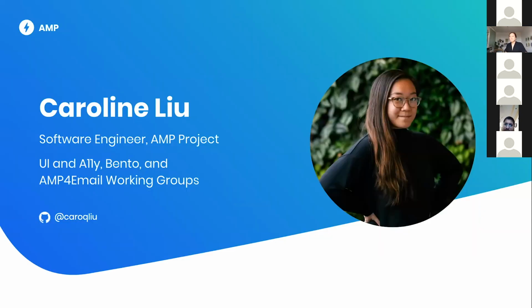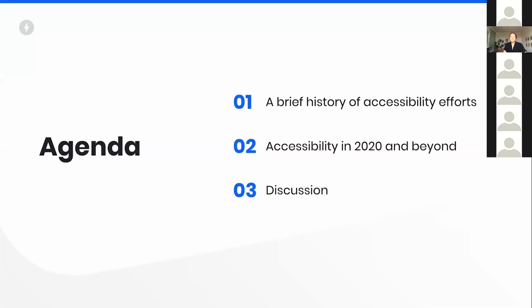To give a quick introduction, my name is Caroline Liu. I am a software engineer on the AMP project, and I contribute to the UI and accessibility, Bento, and AMPHTML working groups. To give a quick overview of what I'll go over, first we'll discuss a brief history of accessibility efforts and processes in place now. Then I'll go over my accessibility vision for the project and areas for improvement in 2020 and beyond. And finally, we'll open it up to have a discussion about accessibility and the web framework.